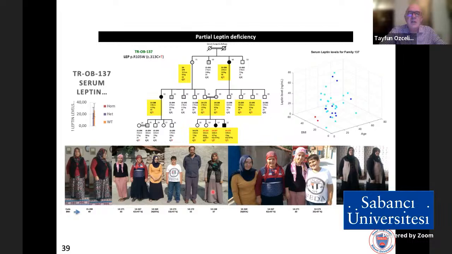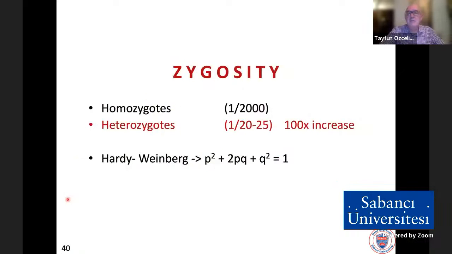Now she has a body mass index of 37. Or look at the father at 33. Or look at the upper generation. Here we have people with body mass index of 46, or here she is 52 years old and has a body mass index of 49. This has implications for genetic counseling.